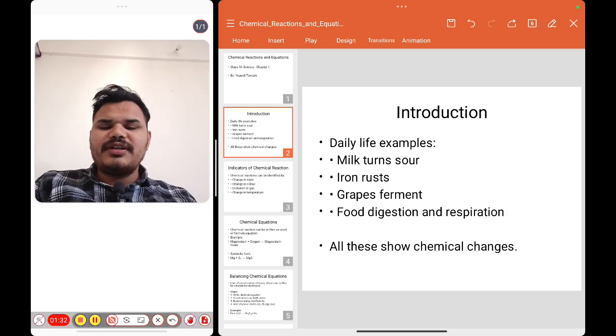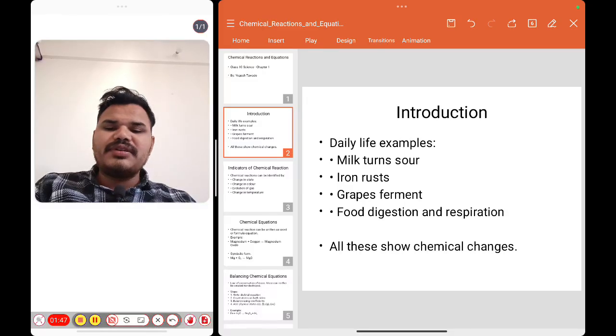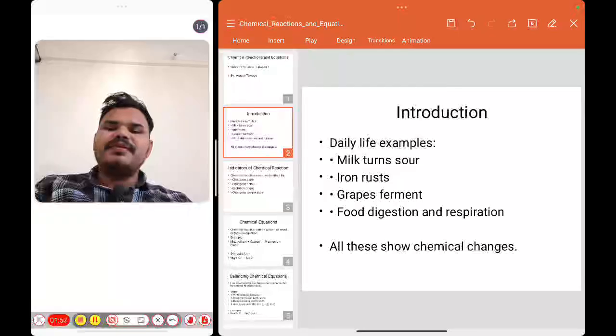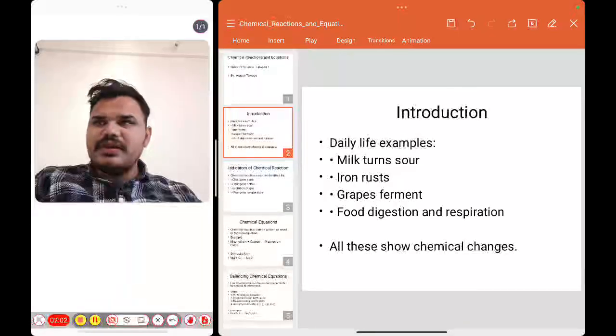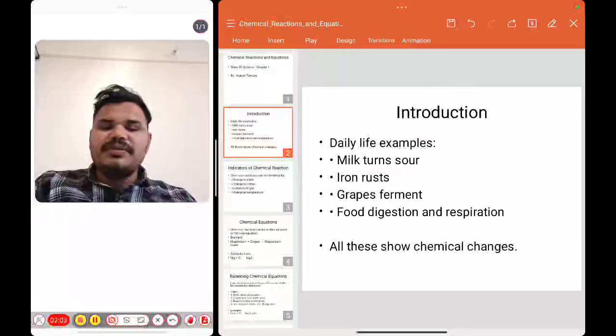As well as another example, that is iron. We keep iron materials outside our home or in our home, and if water falls on that iron material, after a certain time you can see rust is formed, from the reaction between the iron and atmospheric oxygen. After that you will get iron oxide as well. Again, grapes: as we know, fruits we keep for a long time automatically ferment.